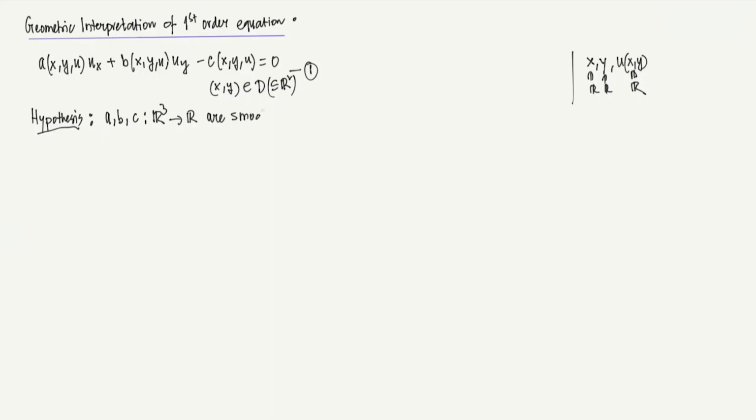Clear? What do I mean by smooth? I mean at least C1. So basically all the partial derivatives of A, B and C exist and they are continuous. Clear? Okay. So now let's say what we are going to do is this.